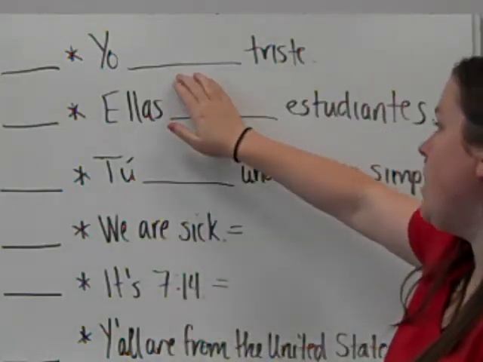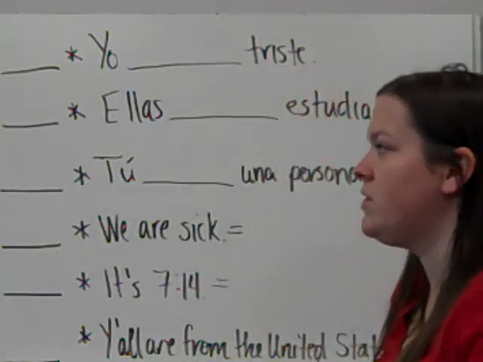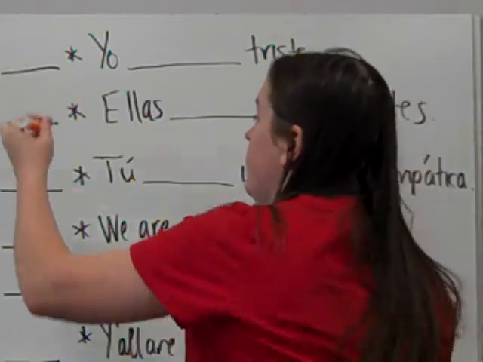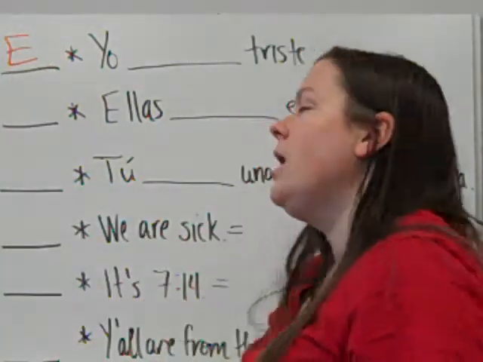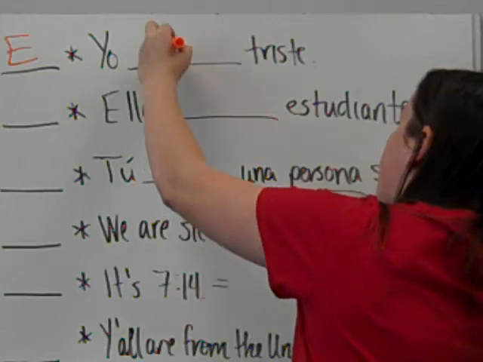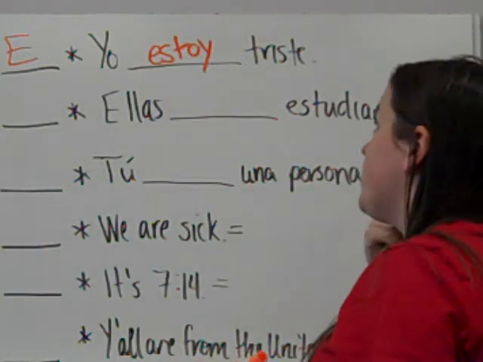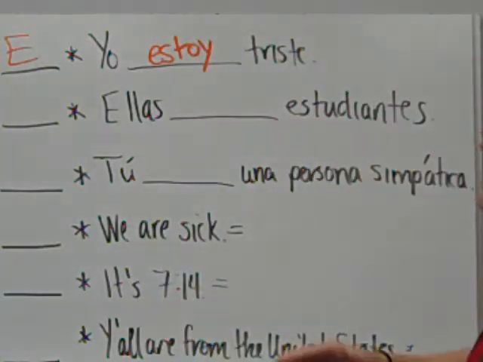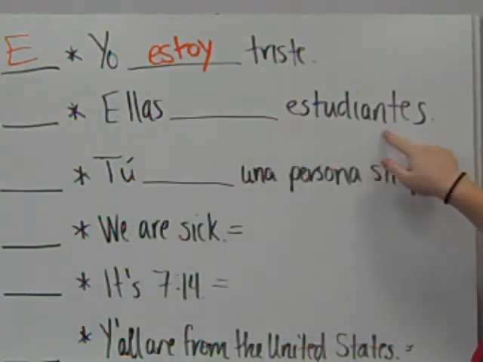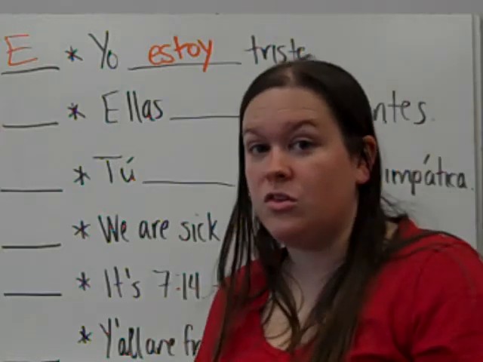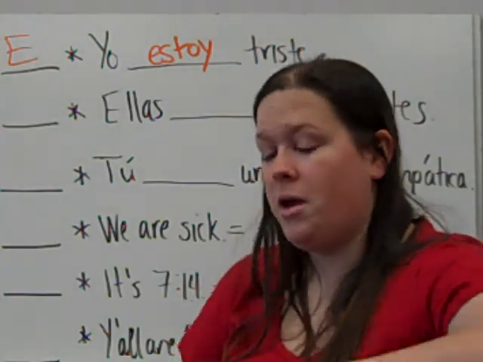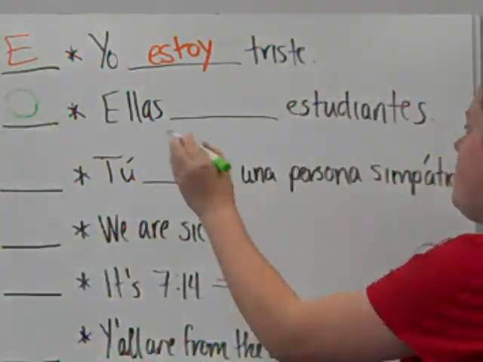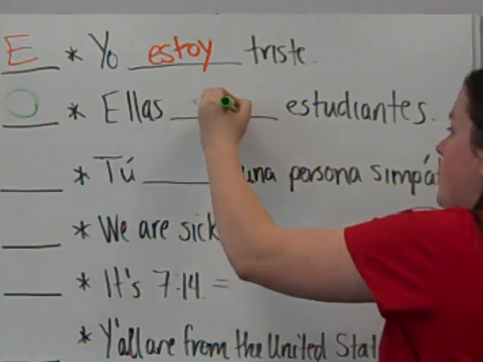So, I am triste, sad. Sad is a type of emotion, so that's going to be estar. So I'm going to write an E for emotion. And I am, the yo form of estar is estoy. All right, next one. The girls or they are students. Technically, a student is your occupation or your job right now. And so that is going to be ser, occupation. And they are, the ellas form of ser, son.